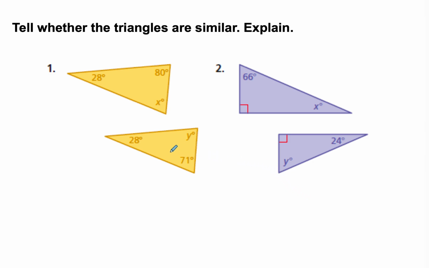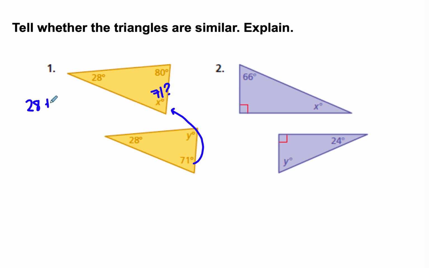Okay, let's check our answers. All right, number one, they've got 28 in common. This one has an 80 and a mystery number. This one has y and a 71. So I'm going to go ahead and just see if I put in 71 here. Will it make a triangle? Am I going to have two in common?